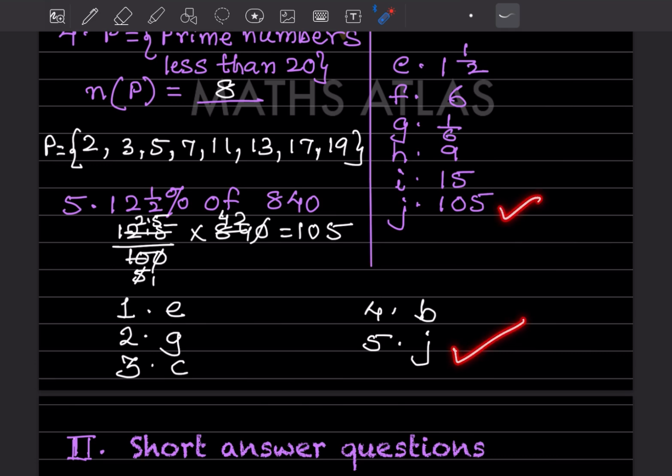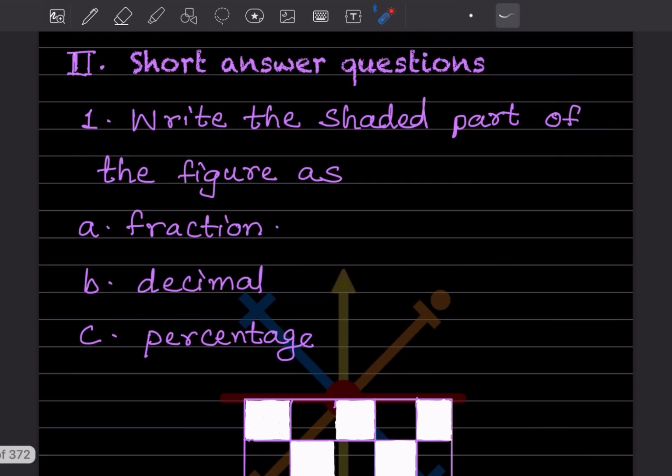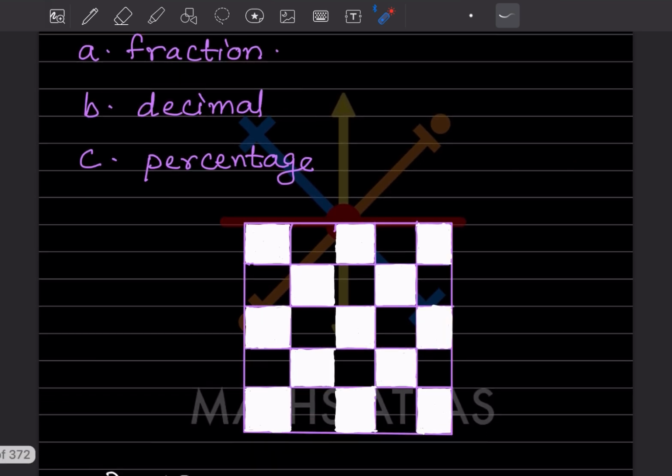So J is the answer for this one. Now here they said short answer questions. Write the shaded part of the figure as a fraction, and you have to write it in decimal and as a percentage. Now this is the figure given. So shaded is the white one. So how many do we have?